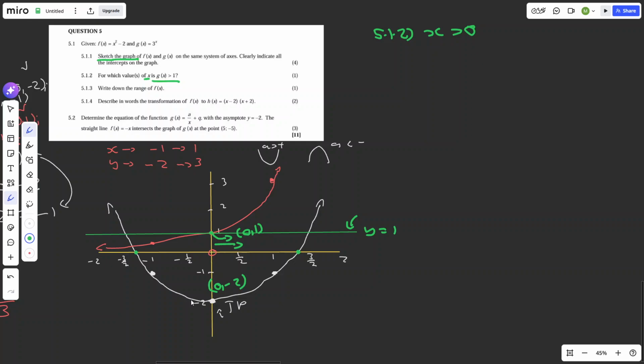See, so having a function drawn makes it easier to visualize it. So now in the next question, 5.1.3, we want to write down the range of f of x. So the range of our function. We can look at our function here, right? We can see that our parabola is bounded. You see it doesn't go past this point here at -2.